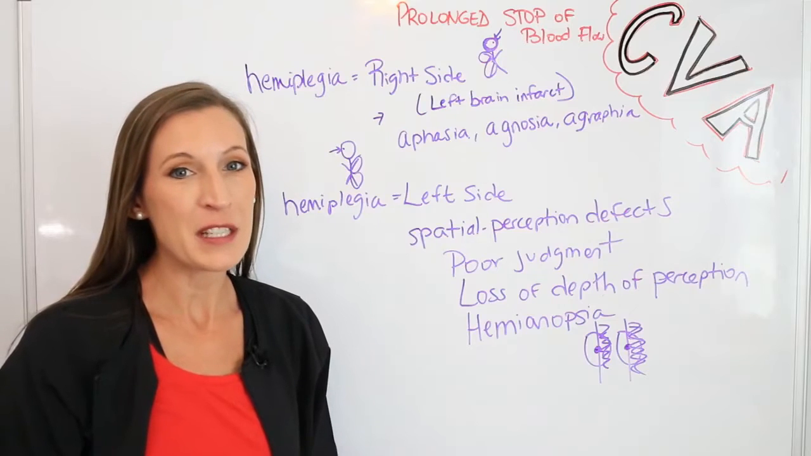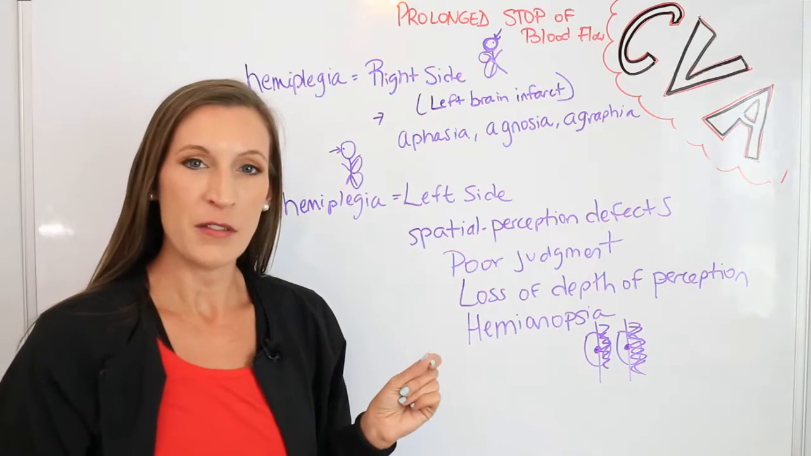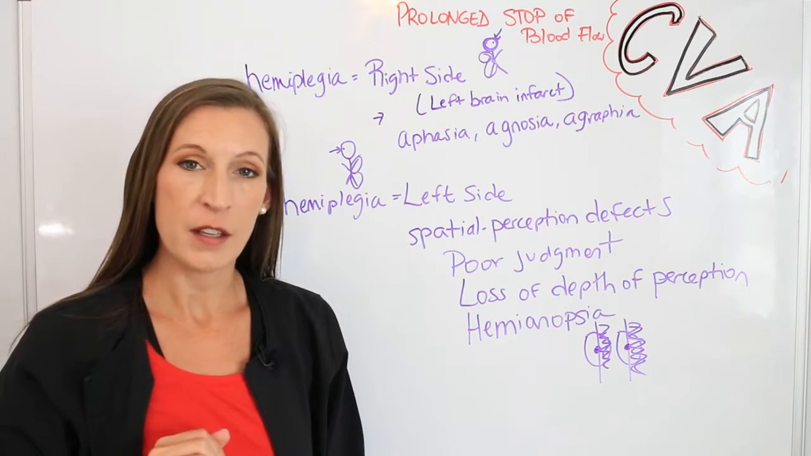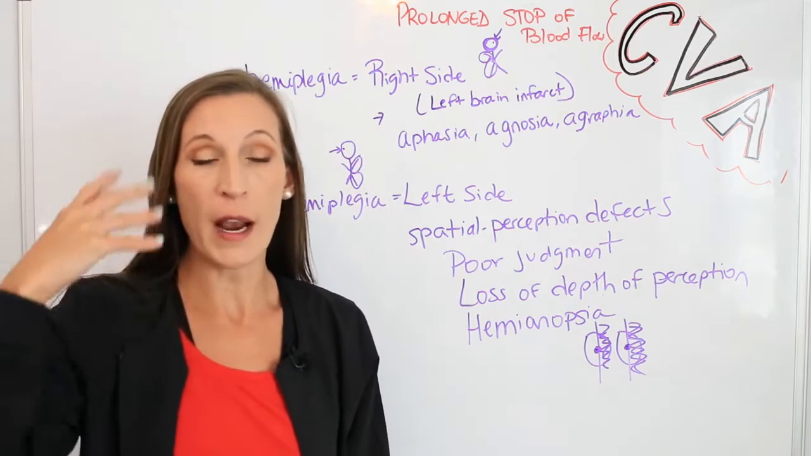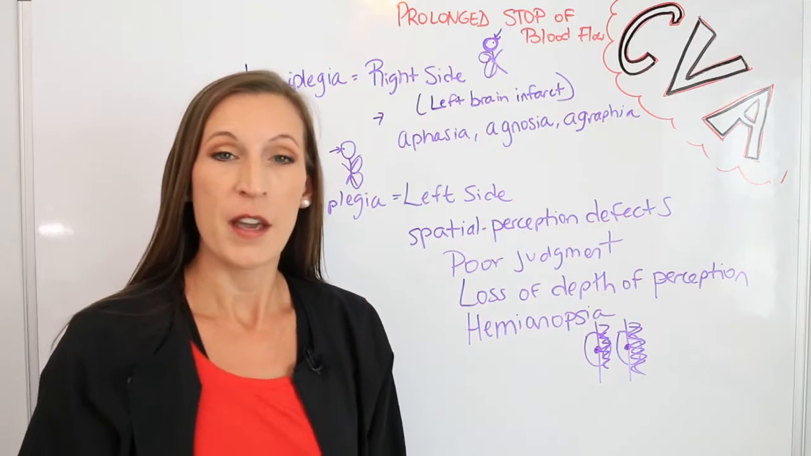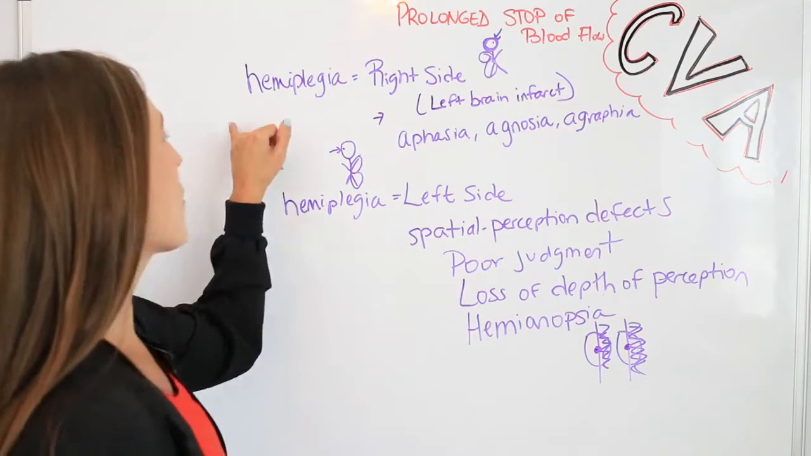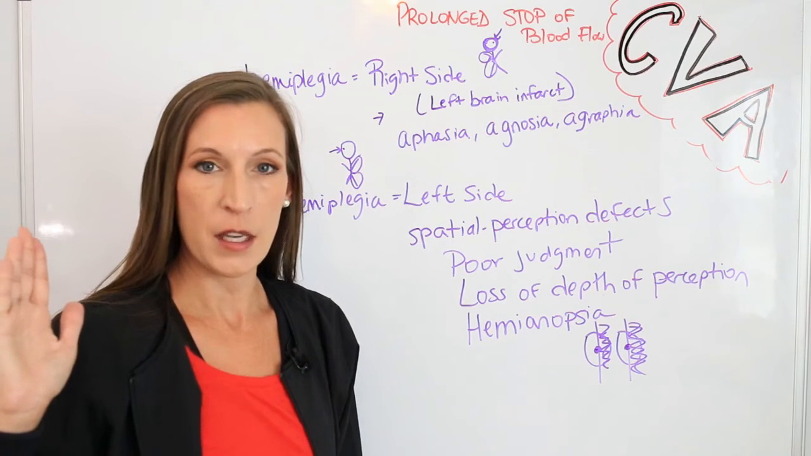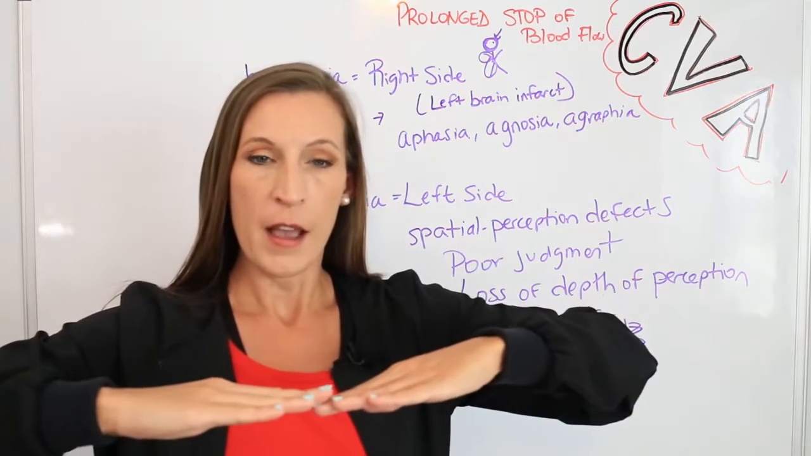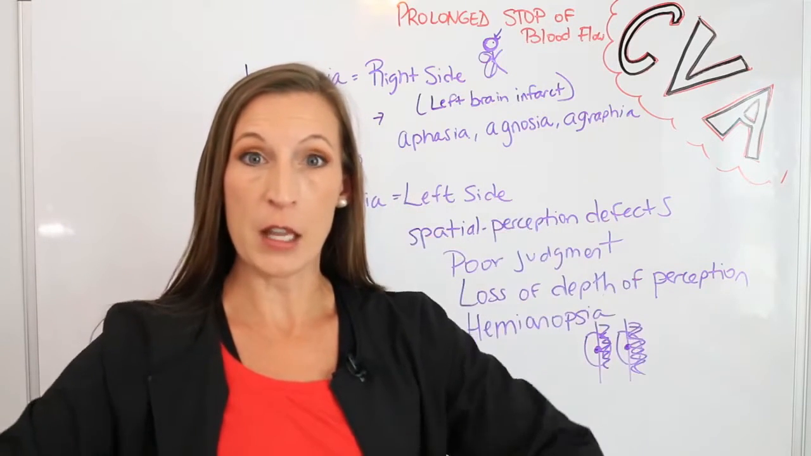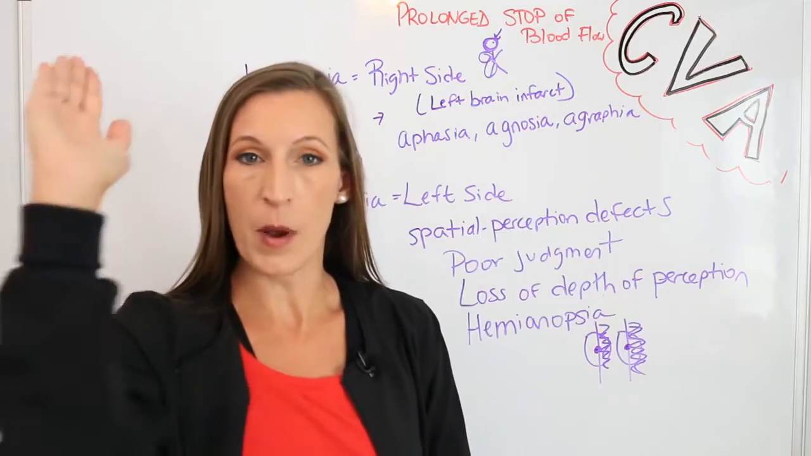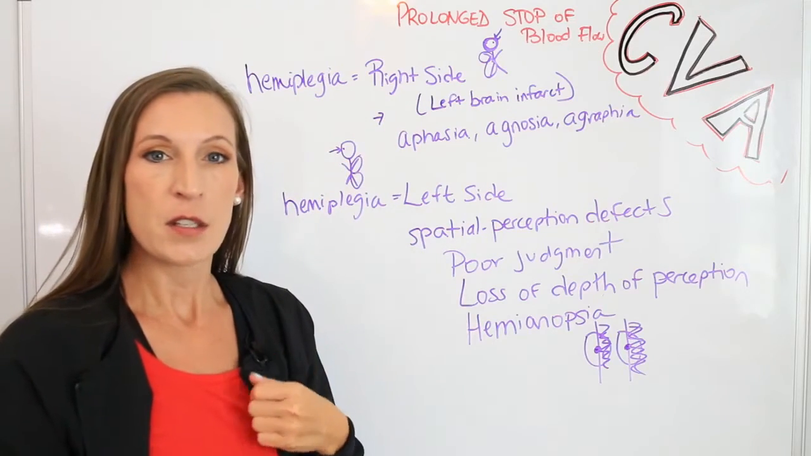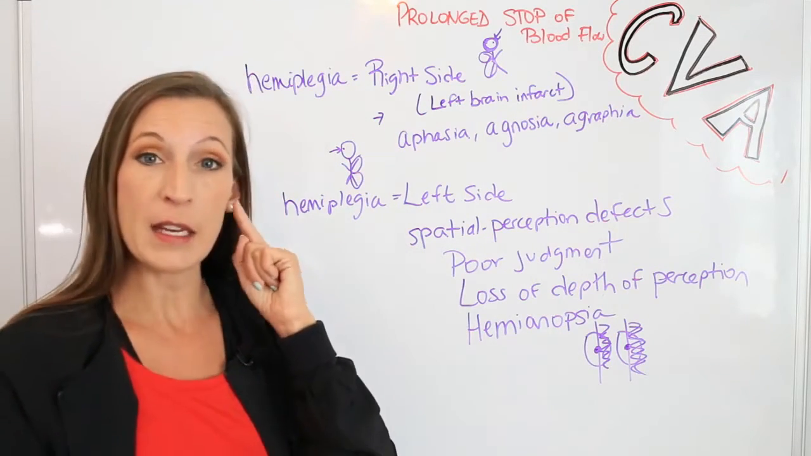There's a few more symptoms we need to go over. Remember when I said if you have a right brain stroke, the left side of your body is affected, hemiplegia. And if you have a left brain stroke, the right side of your body has hemiplegia. Let's look at the signs and symptoms. Hemiplegia means one side of the body is paralyzed. Paraplegia means the lower half of the body is paralyzed. Hemiplegia means this way. So with hemiplegia, the right side of the body is affected, which means you have a left side brain stroke.